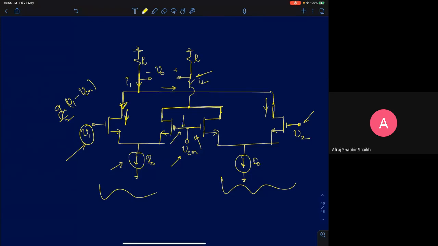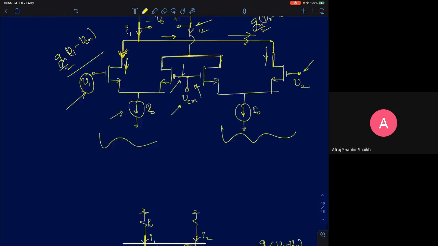We already derived this, so I'm directly writing it now. Gm by 2 into (V1 minus VCM). That's the current through this. Now the current through this other transistor is Gm into (V2 minus VCM) by 2. It is minus of (VCM minus V2), but I'll write it as V2 minus VCM. That's the current through this. So what will be current I1? The sum of the two currents.